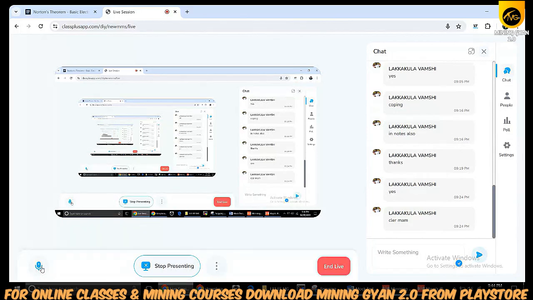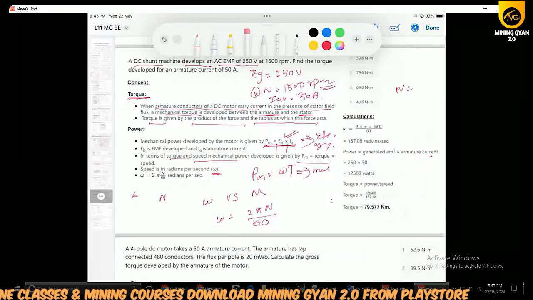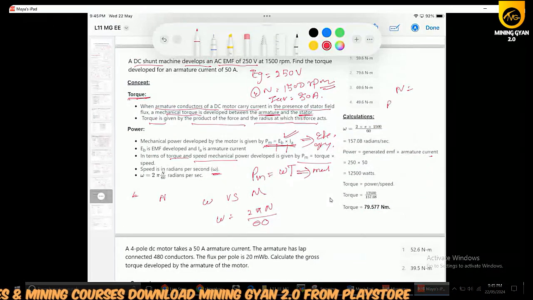Now the mechanical power is equal to omega into T also. Omega value you have, this power value also, such that you can calculate the developed torque equals Pm by omega, and that is 79.577 Newton meter. Again I'm telling you, as you have two equations for the power, and they have given the n value, so you can calculate the omega value also.